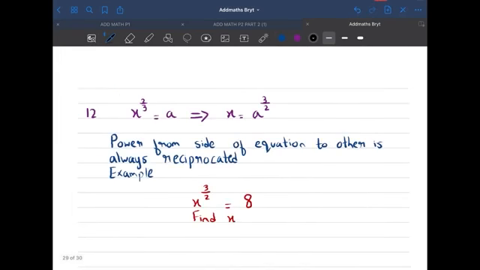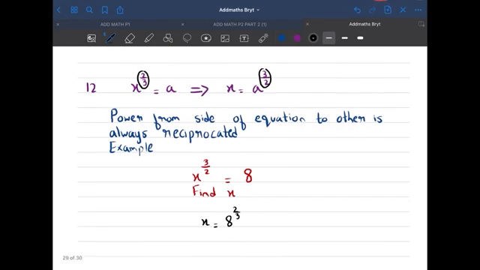Now comes rule 12. Rule 12 says if there is power on one side of the equation and you need to find x, when this power goes on the other side of the equation, it's reciprocated. So now the question here is I need to find x. So I'm going to write x equals 8 power 2 upon 3. How will I solve such kind of question? Now listen to me very carefully.